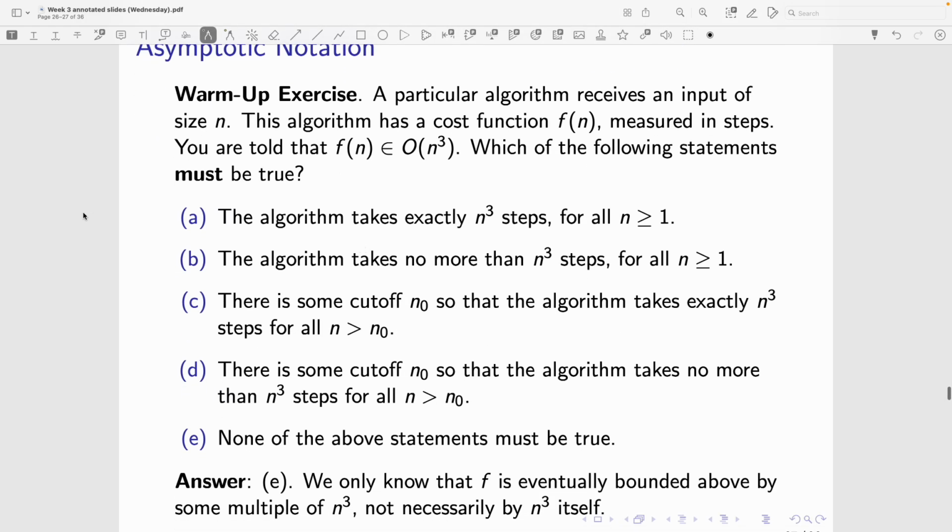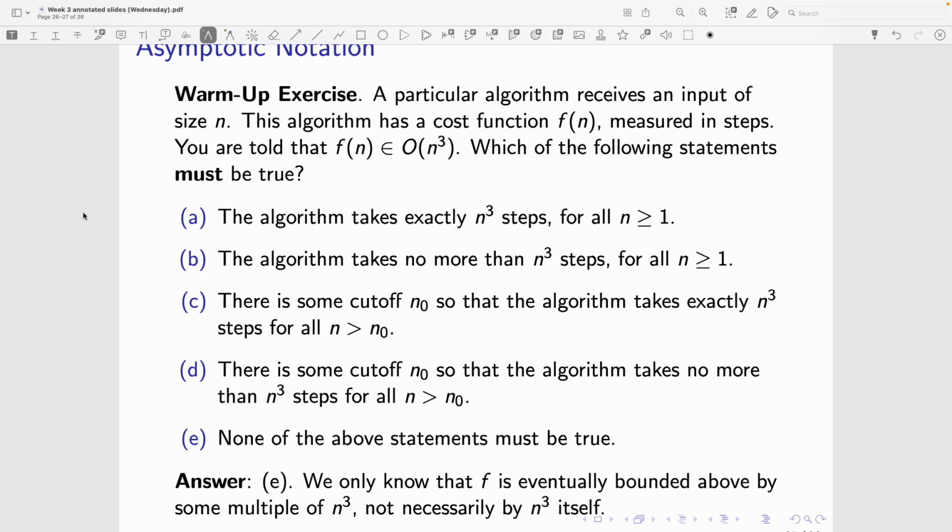The answer is E. So none of these are true. Let's see, the algorithm takes exactly n cubed steps. False. Big O notation doesn't mean that. f of n being in big O of n cubed doesn't mean f of n is equal to n cubed. It means that it's in the same growth rate class as n cubed. We'll formalize this on the very next slide.